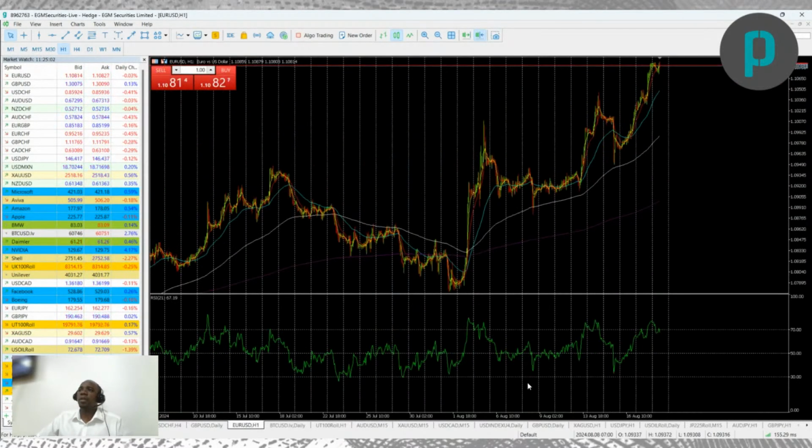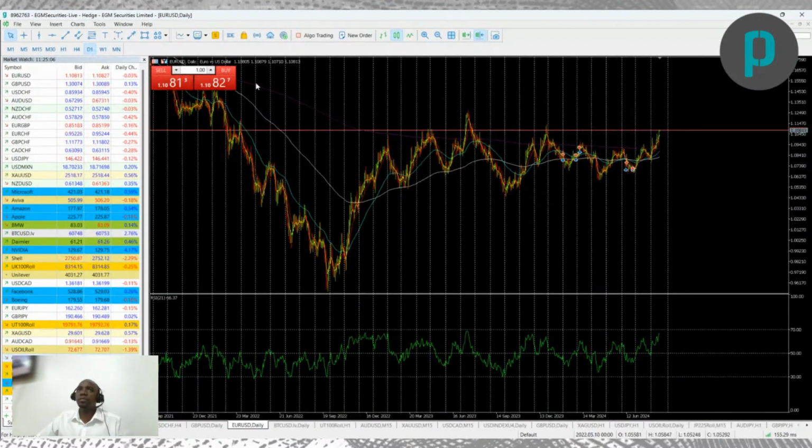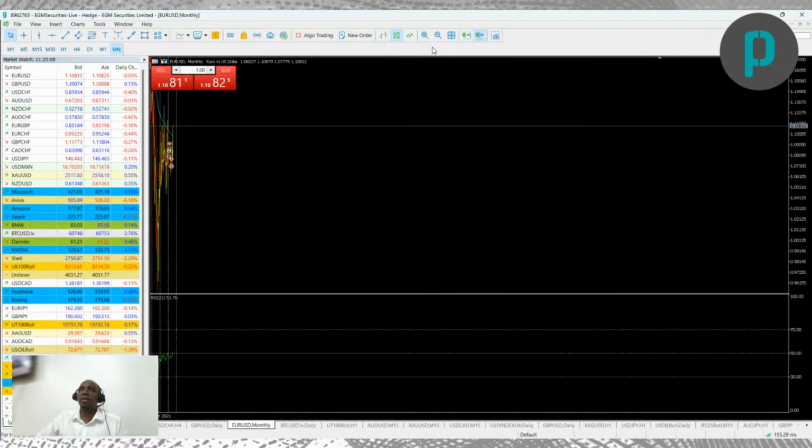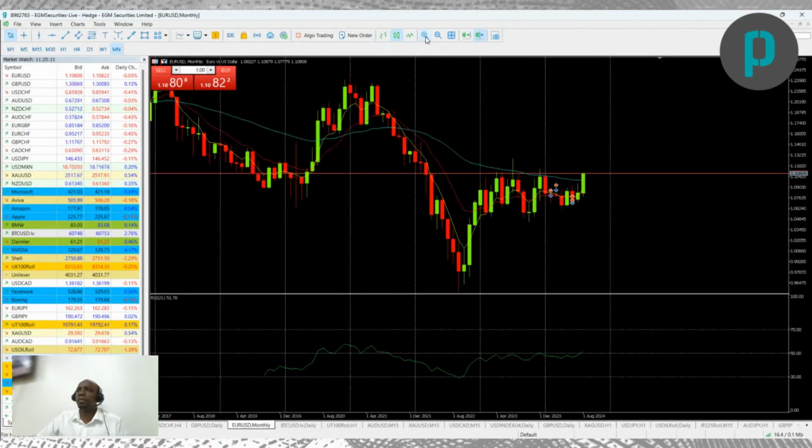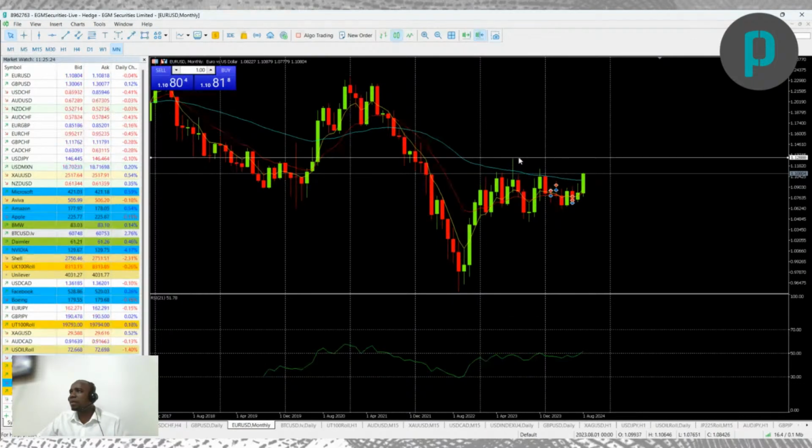EURUSD, what's EURUSD like? So let's go to higher time frames. So if you go to higher time frames, maybe the monthly. If we go to the monthly, then we are looking at different highs. So there's a possibility that we could map out maybe last year's high. Yeah, that's an area that we could be looking at as a potential area.